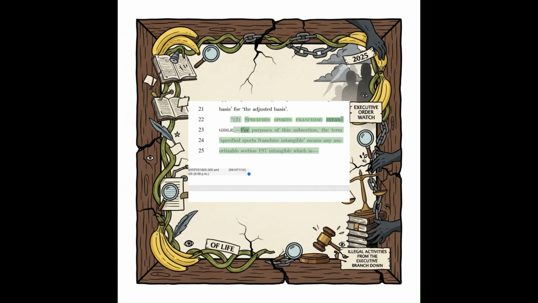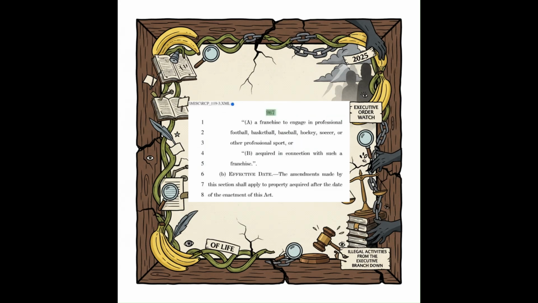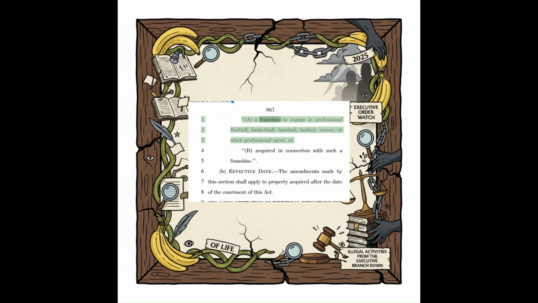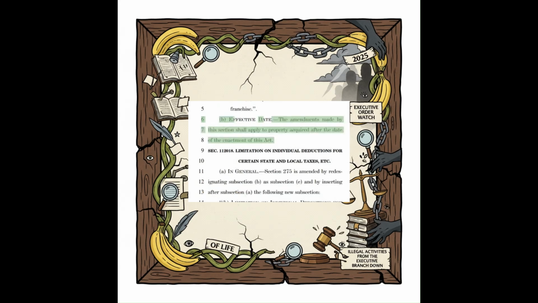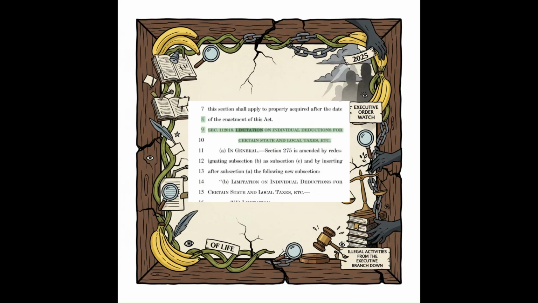Specified sports franchise intangible. For purposes of this subsection, the term specified sports franchise intangible means any amortizable section 197 intangible which is a franchise to engage in professional football, basketball, baseball, hockey, soccer, or other professional sport, or acquired in connection with such a franchise. Effective date: the amendments made by this section shall apply to property acquired after the date of the enactment of this Act.